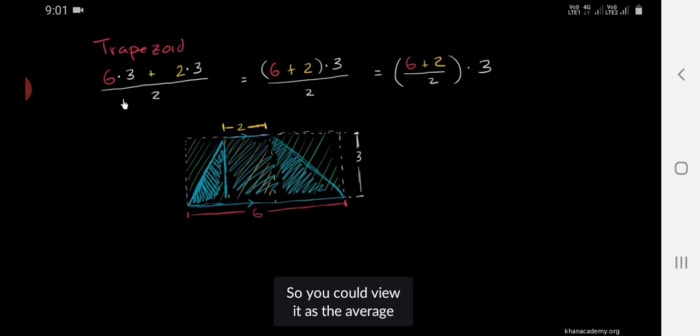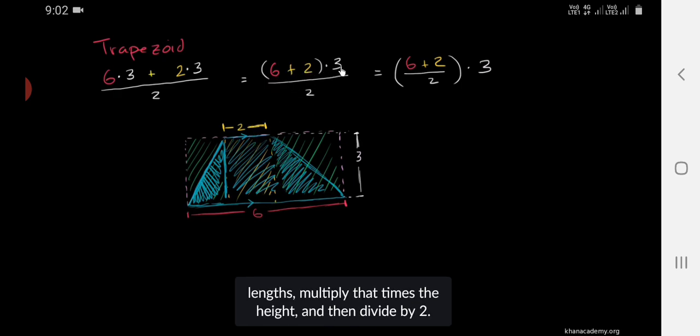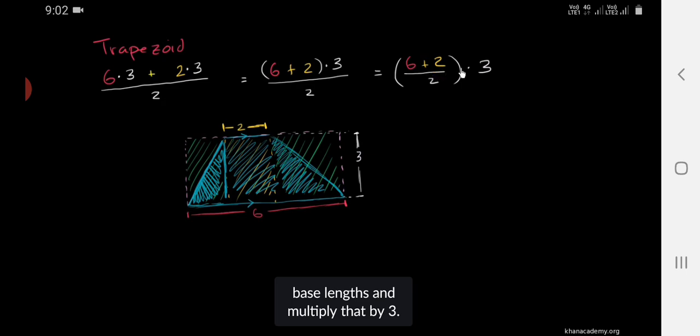So you could view it as the average of the smaller and larger rectangle, so you multiply each of the bases times the height and then take the average. You could view it as, well, let's just add up the two base lengths, multiply that times the height, and then divide by 2. Or you could say, hey, let's take the average of the two base lengths and multiply that by 3. And that gives you another interesting way to think about it.